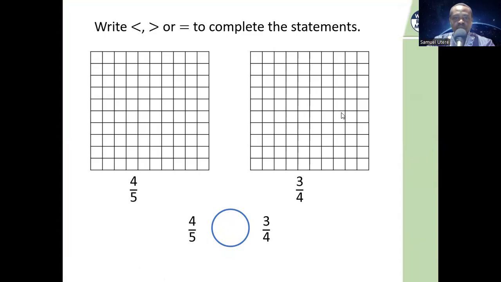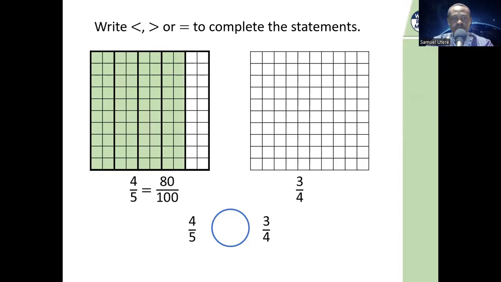Now, first example. If you're asked to use the less than, greater than, or equal symbol to complete these statements, how would you do it? Well, to shade 4/5 in this 100 squares, we're going to have to split the 100 squares into 5 equal parts. Now, 4/5 is 4 parts. Have you noticed something? That we have shaded 80 squares. All right. So 4/5 is the same thing as 80 hundredths.